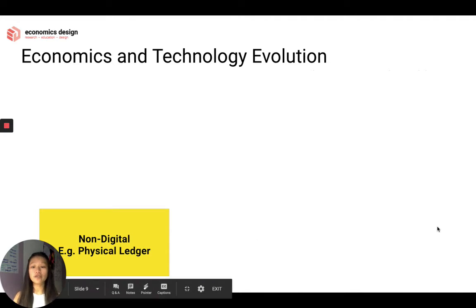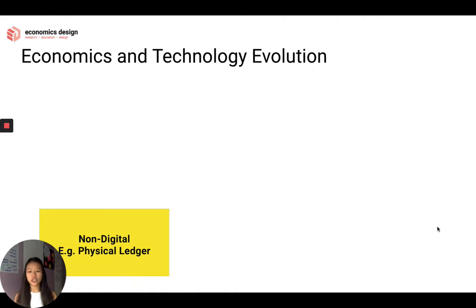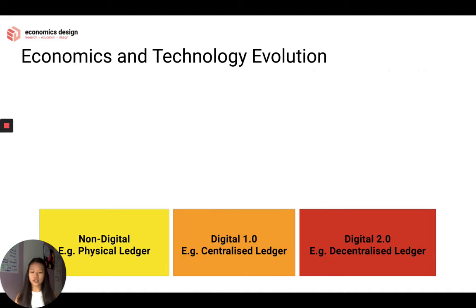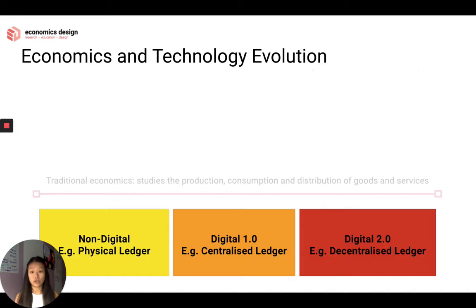Now, based on that, we want to understand how economics has changed and evolved thanks to technology. So we move from a non-digital physical ledger to a digital 1.0 central ledger to a digital 2.0 decentralized ledger. So each new field in economics seeks to understand new variables in the ecosystem and how they interact with each other and how they affect different stakeholders in the ecosystem.